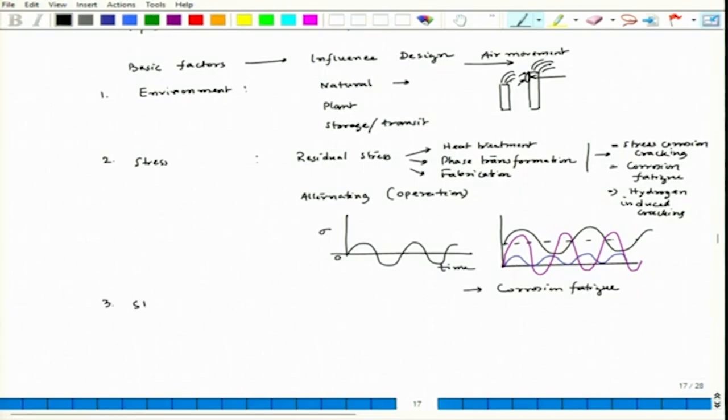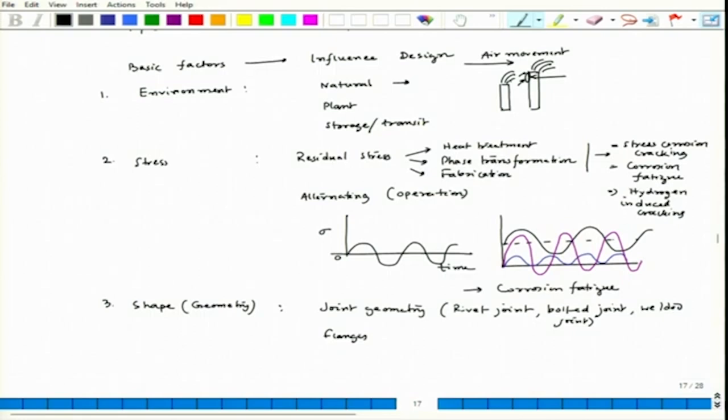Three, we can have shape, and when we talk about shape, we talk about geometry. When we talk about geometry, that can be joint geometry, like rivet joint, bolted joint, welded joint, all sorts of possibilities are there. Then flanges. So, flanges, basically from a water tank, if we have a pipeline system, we have to have flanges to take water from one end to the other. So, this flange design is very critical.